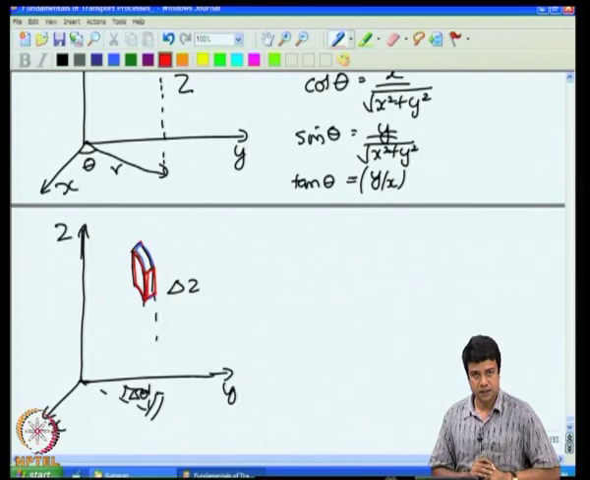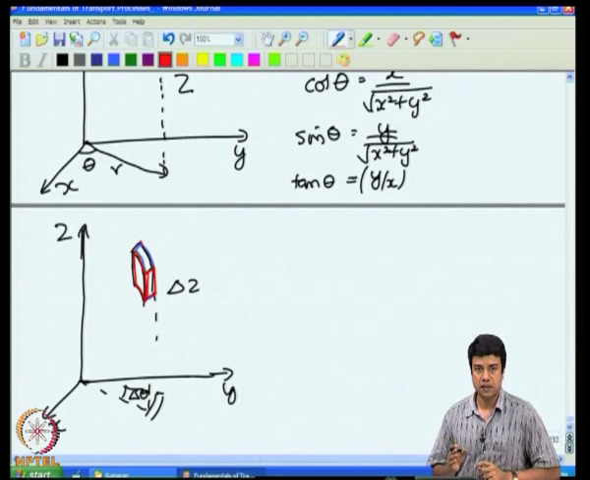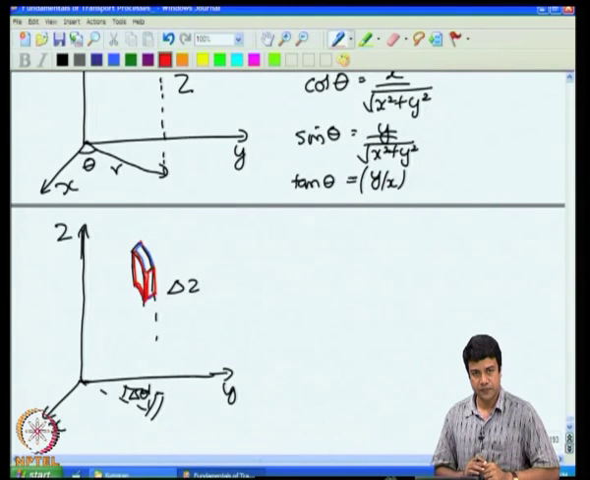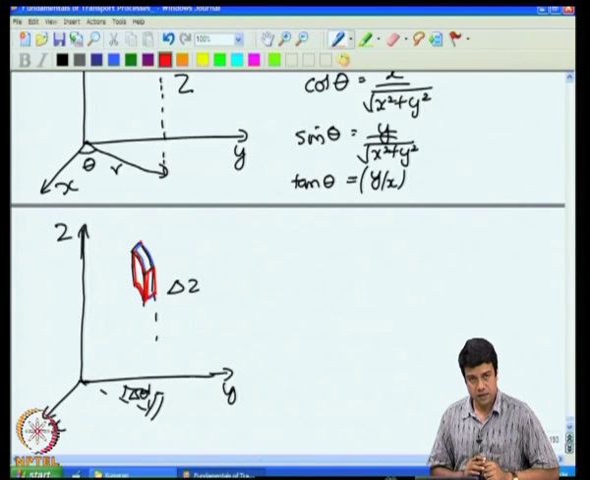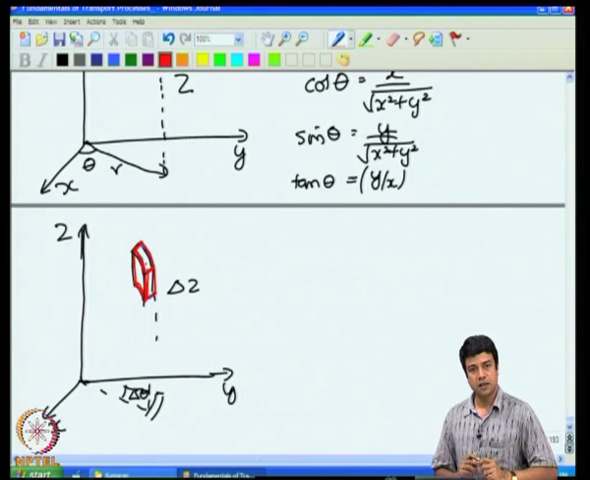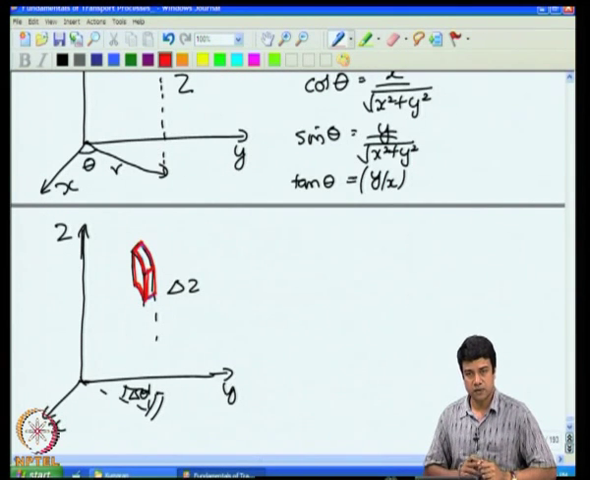The surface area for the surface at constant r is going to be equal to r delta theta times delta z, because r delta theta is this distance and delta z is the distance perpendicular. At constant z, at z and z plus delta z, it is going to be equal to delta r, which is this distance, times r delta theta. And at theta and theta plus delta theta it is going to be equal to delta r times delta z.